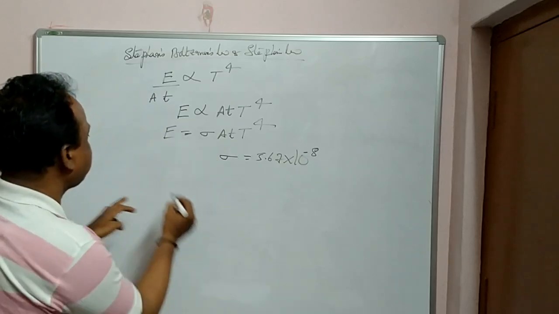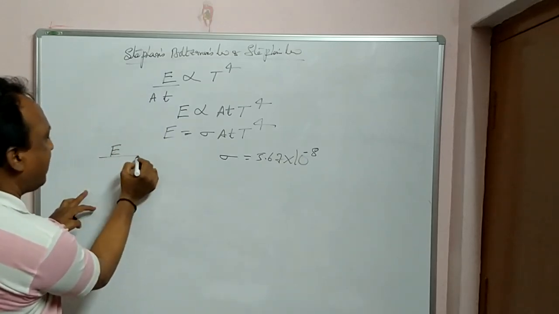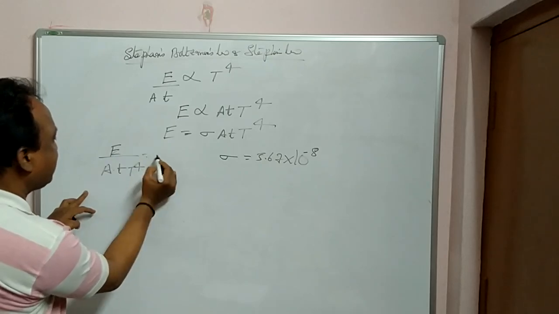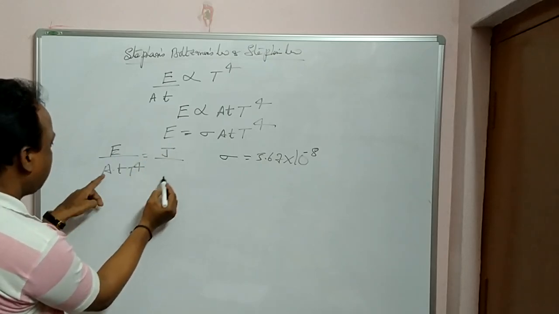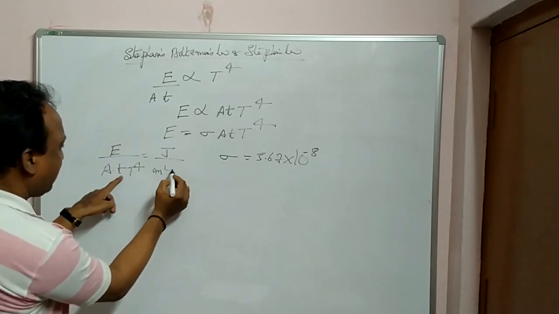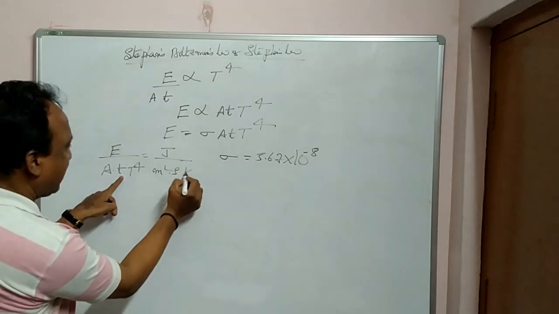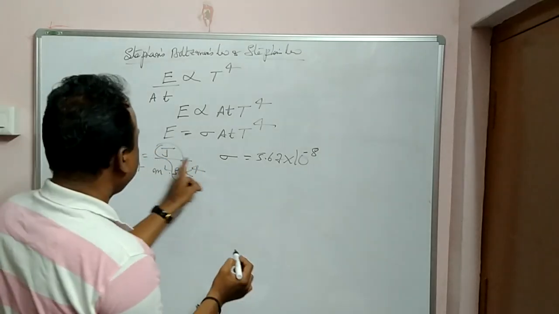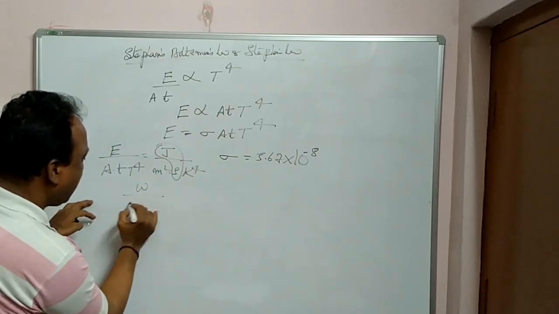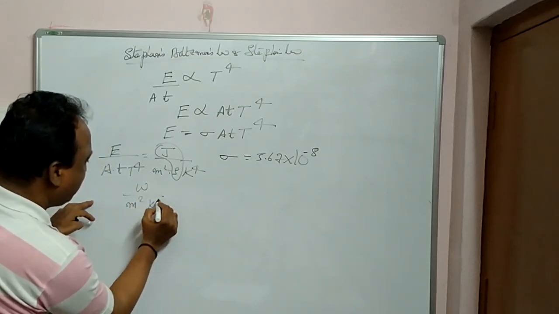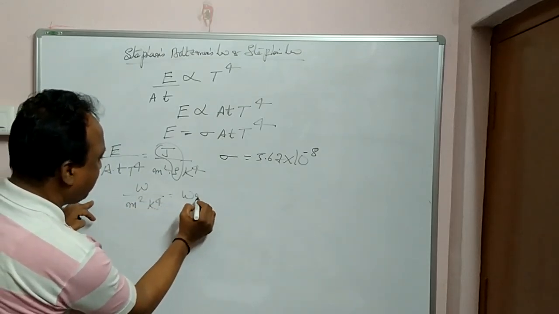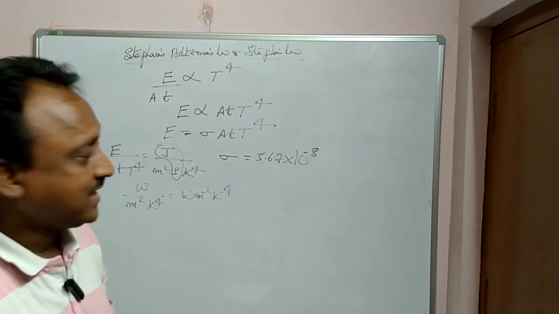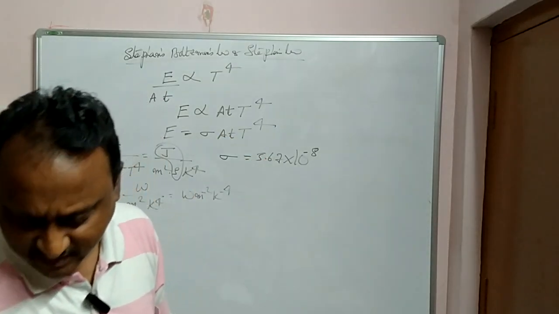What will be the units? You can see E by A t T power 4. E is energy, unit joules, area meter square, time seconds, temperature kelvins. So joule per second becomes watts. Watt per meter square Kelvin to the fourth, or watt meter power minus 2 Kelvin power minus 4. This is the SI unit of Stephen's constant.